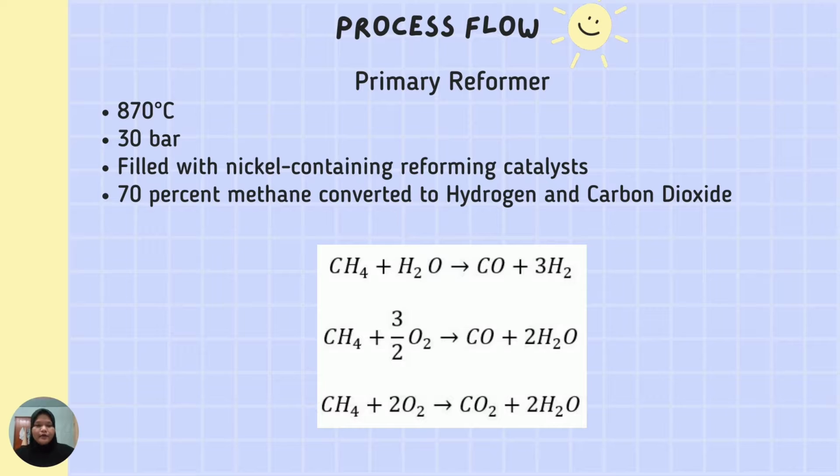Next is the primary reformer. In this unit operation, we use 870 degrees Celsius and 30 bar. It is filled with nickel-containing reforming catalyst. About 70% of methane is converted to hydrogen and carbon dioxide. And this is the equation for this chemical reaction.